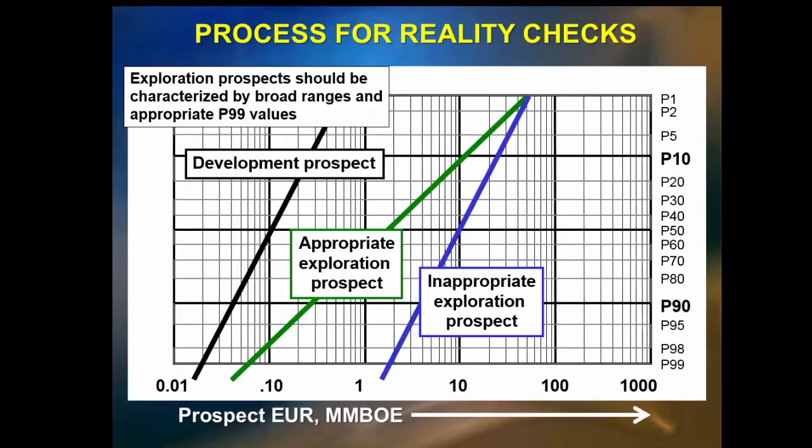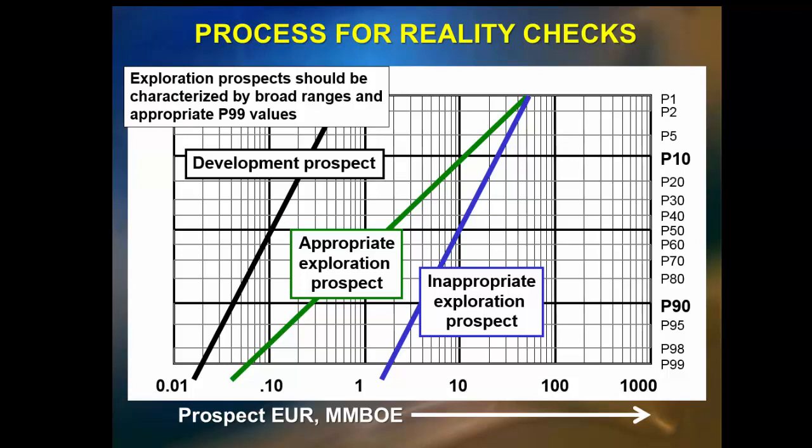So when we look, for example, at, let me explain this. This is a prospect expected ultimate recovery in millions of barrels: 100 million, 10 million, 1 million. This is cumulative probability. It's a probability scale. If there was no uncertainty about the prospect at all, no uncertainty as to what the reserves would be given discovery, it would be a vertical line. Does everybody see that? No uncertainty, straight line. So the slope of the line is telling you something about how much uncertainty is involved. The greater the slope, the more uncertainty.